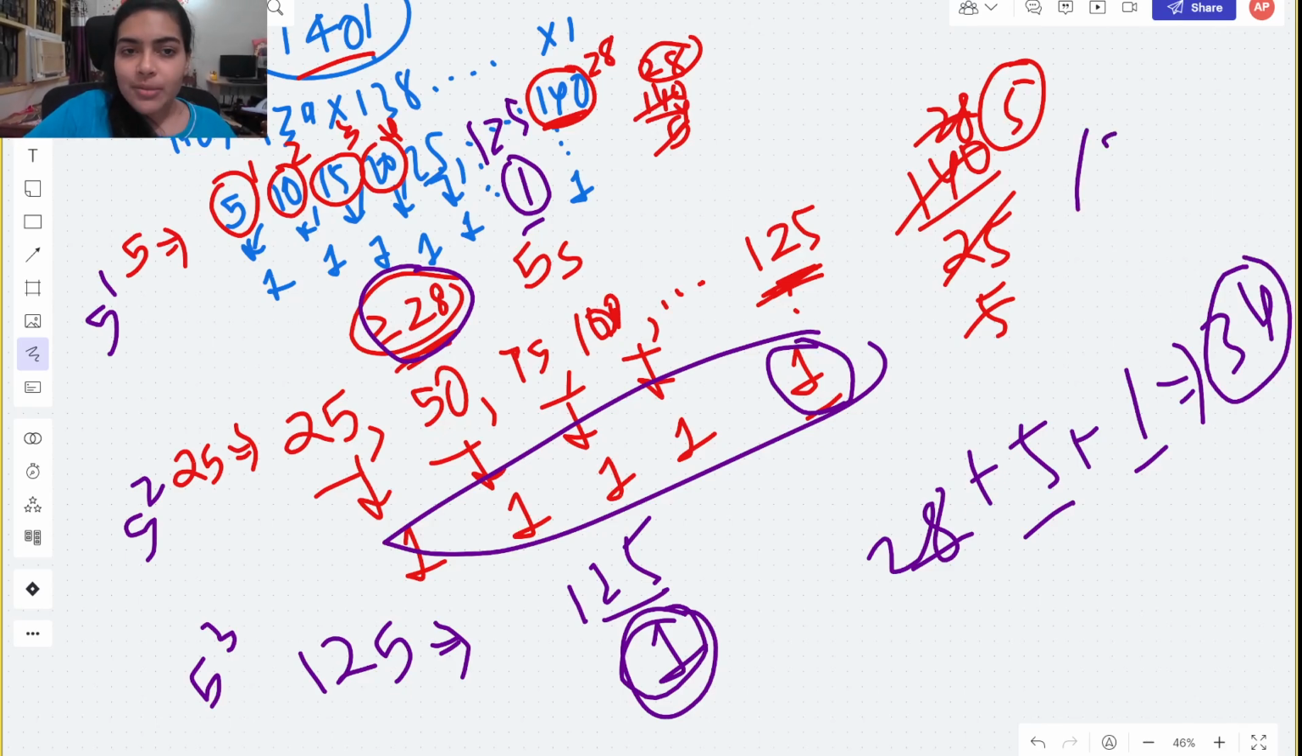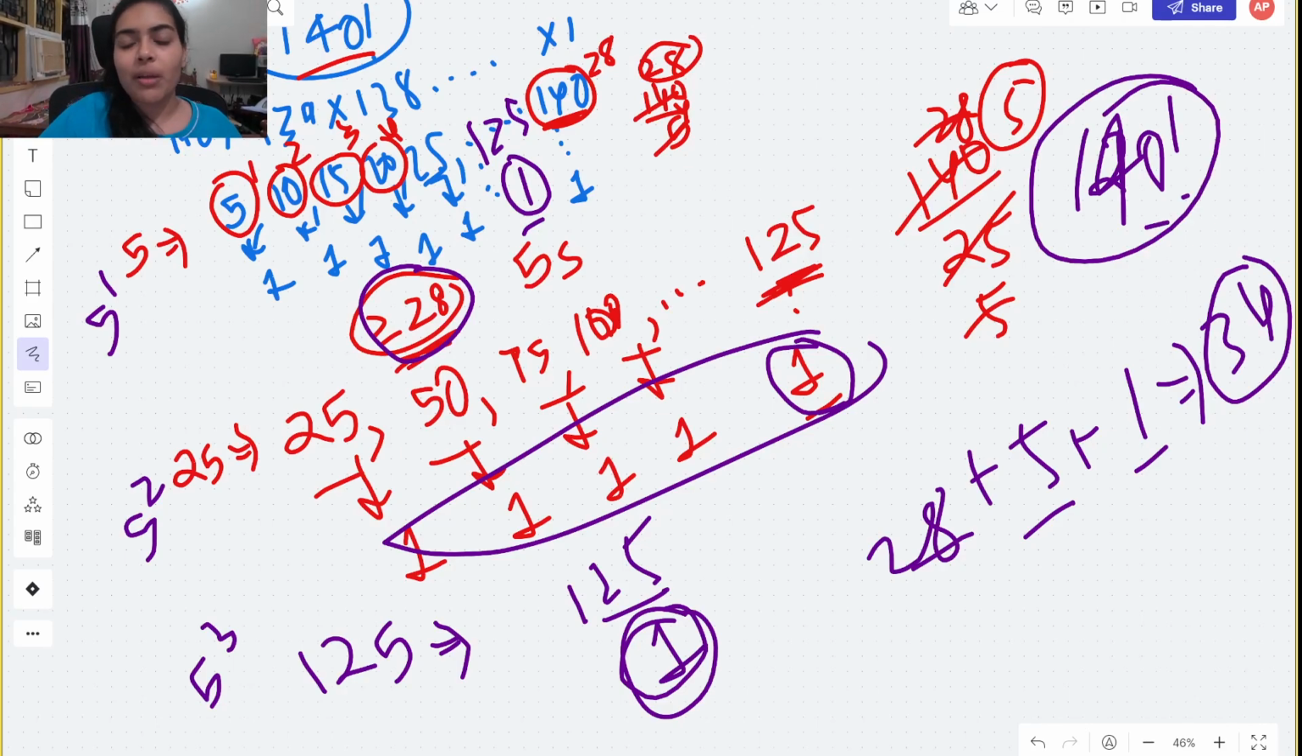So if somebody asks me in 140 factorial, how many zeros are there? That is just equal to the number of 10s. And the number of 10s is limited by the number of 5s, because 2s are in abundance. We just have a lot of 2s. Only 5 is the limiting factor. So if we calculate the number of 5s, we can get the number of trailing zeros. And in our case, the answer is 34.